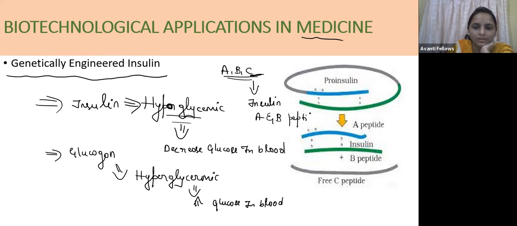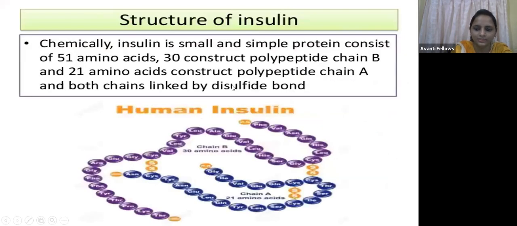This C peptide is cleaved by RNA splicing or some modification. But in bacteria, it is not able to cleave that C peptide. So that is the reason we have not prepared complete insulin in the bacteria. Then what did we do? First we will go to the structure of the insulin.